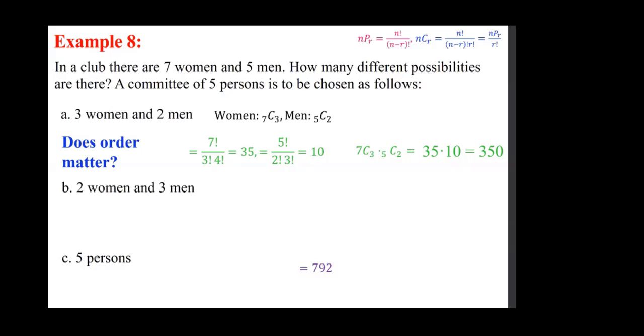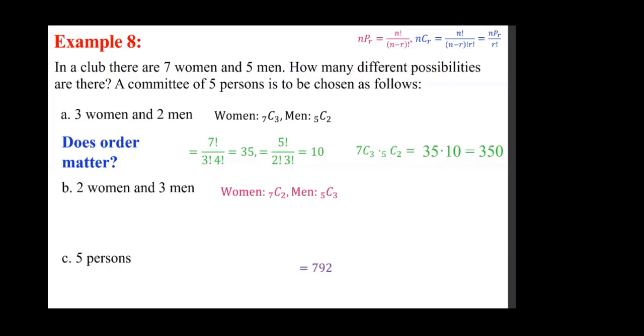Now we are looking at a slightly different type. In this case, we want the other way around. We want 2 women. So the combination for women would be C 7 2, and we want 3 men, C 5 3. And we do exactly the same thing. We calculate each piece using the combination formula.